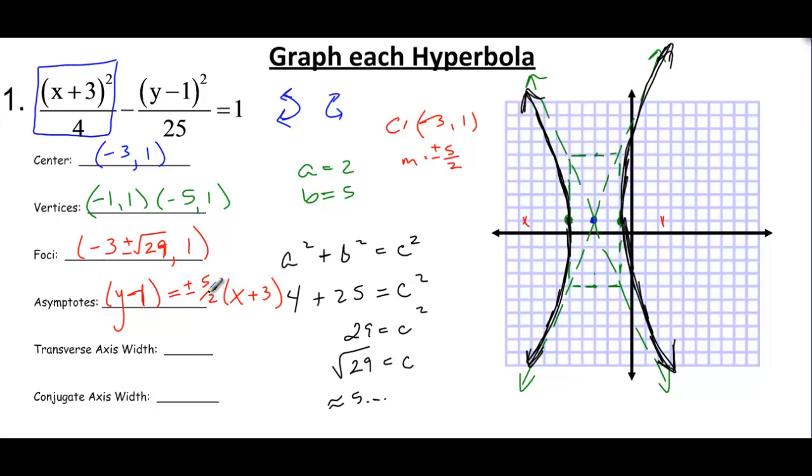And where do I get my slope from? Well, it's rise over run. Well, how much up and down did I go? That's the b value. How much left and right? That's the a value. And it's plus or minus because I have two asymptotes, one positive, one negative.